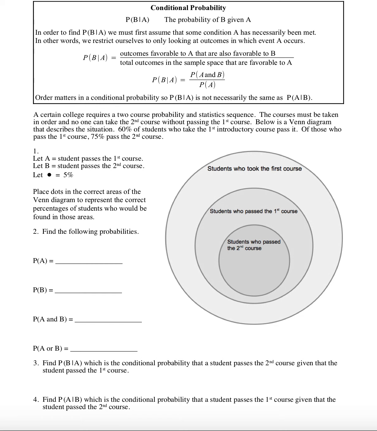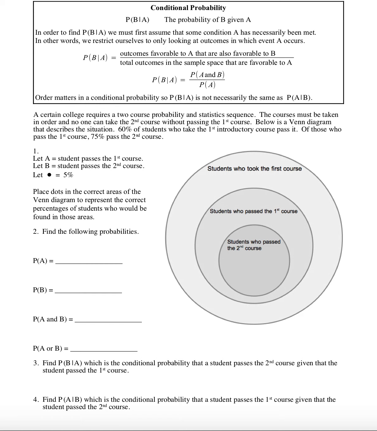Let's take a look at an example of conditional probability. When two events, B and A, are separated by a vertical bar, that is read "B given A." And as we'll see, when we're trying to calculate the probability of B given A, we want to restrict ourselves to only looking at outcomes in which A has occurred.